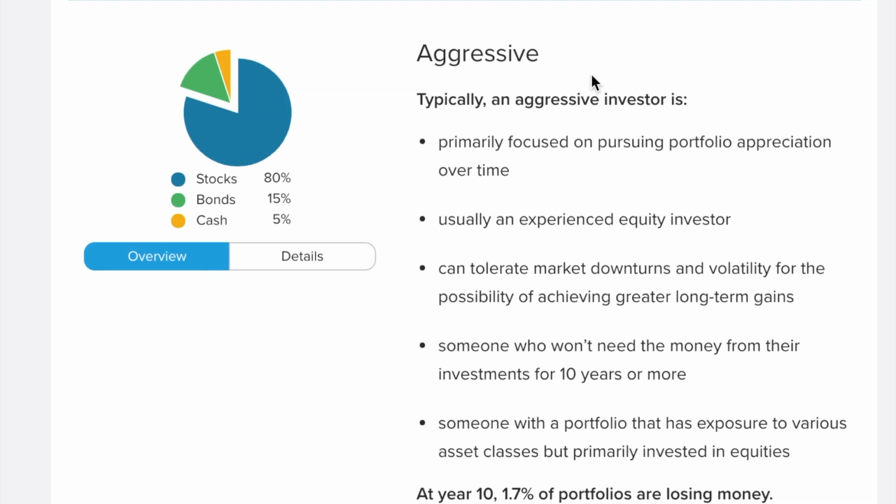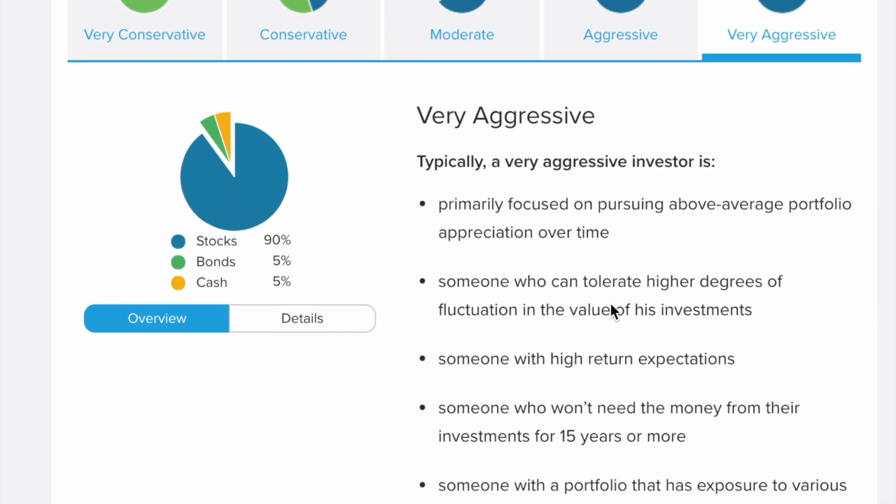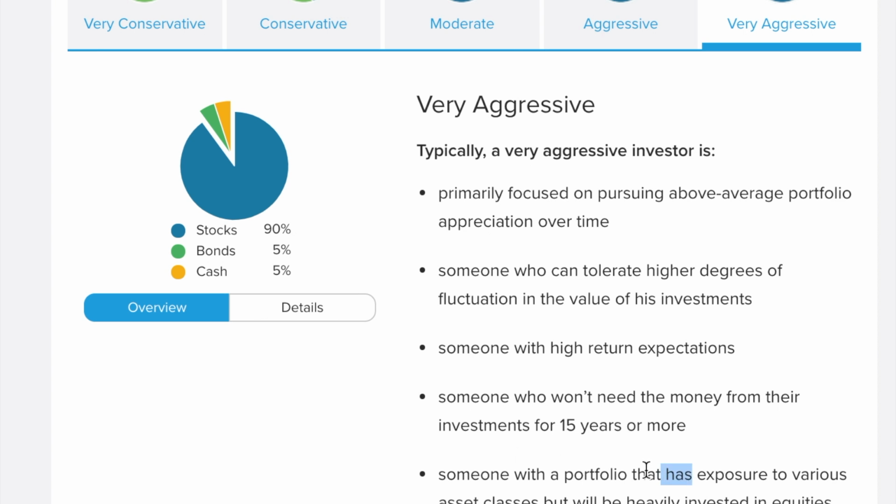Like this aggressive portfolio, it says someone who won't need the money from their investment for 10 years or more. This one says someone that won't need the investments for 15 years or more. So if I'm investing for retirement, I maybe would go with this one because I'm not potentially going to be using my retirement funds for more than 15 years.